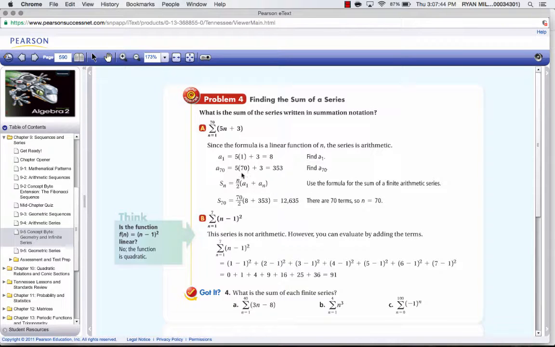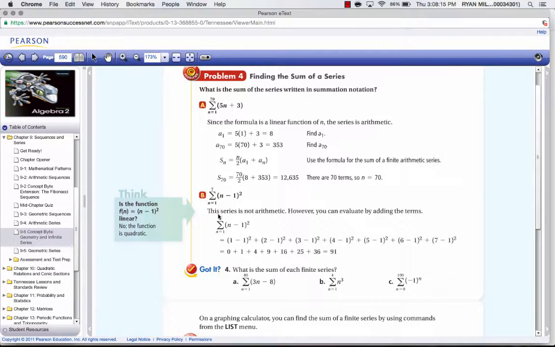So this is an example where you have to do some legwork. To fill in this formula, we have to know how many terms we have. We have to know n, which is 70, because that's what's on top of our summation. And then we have to know the first term and the last term. Well, for the first term, I plug in 1. 5 times 1 is 5, plus 3 is 8. They have that right here. And then I'll find the last term by plugging in 70. 5 times 70 is 350. 350 plus 3 is 353. So now I'm ready to fill in the formula that we used earlier.